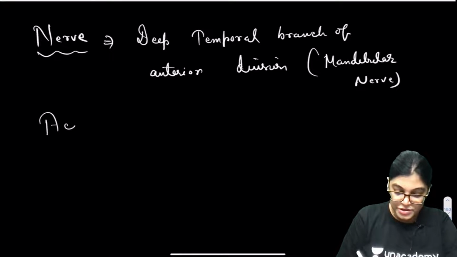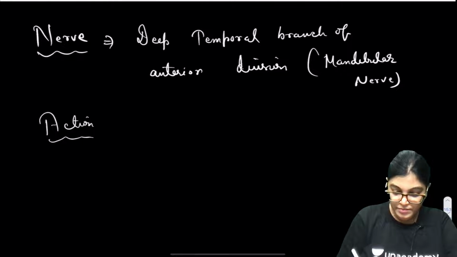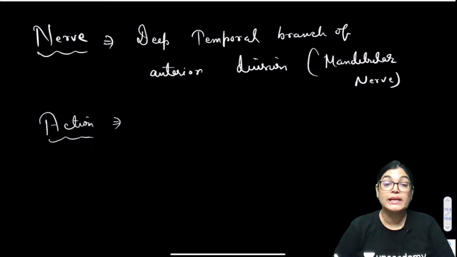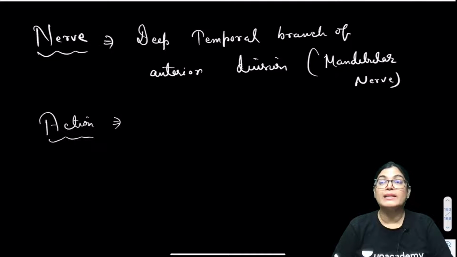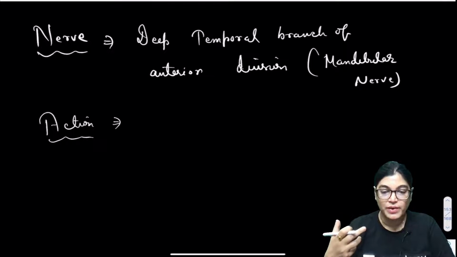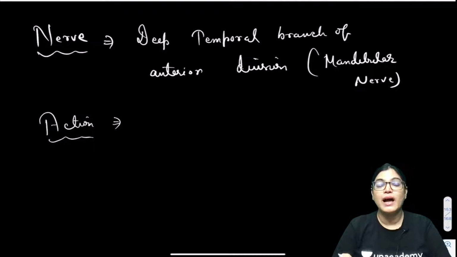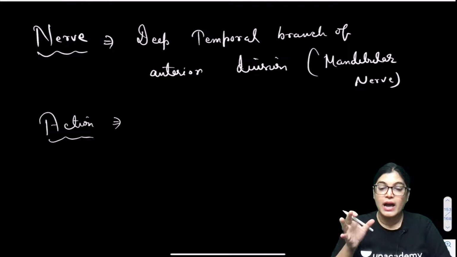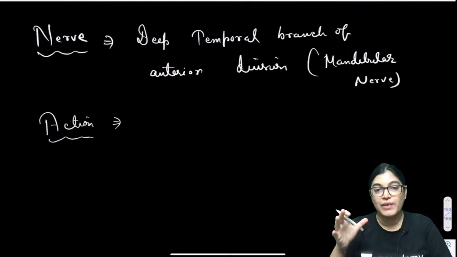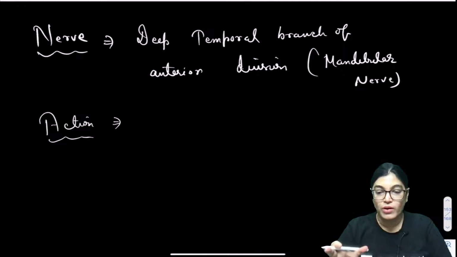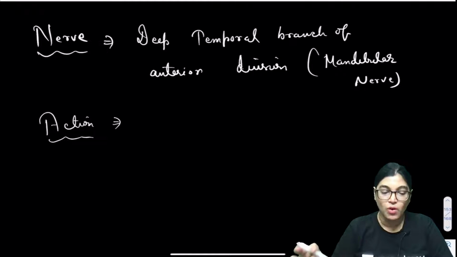Now moving on to the action of the muscle. What is it causing? It is causing elevation of the mandible. Temporalis muscle causes elevation of the mandible and closes the mouth. Temporalis muscle has three sets of fibers, anterior, posterior and intermediate fibers. The anterior fibers are oriented vertically, the posterior fibers are oriented horizontally and the intermediate fibers are in an oblique direction.